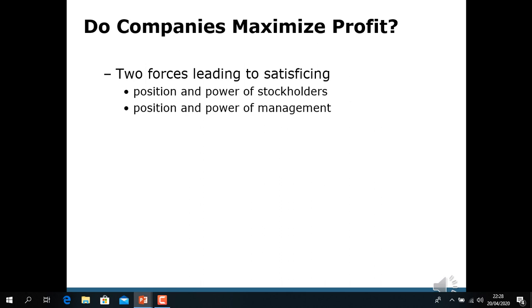There are two forces to the satisfaction of a company, namely the position and power of stockholders, and the second one is position and power of management. Those forces show that the power of stakeholders can increase the value of the company so that in the end the company will get a big profit.